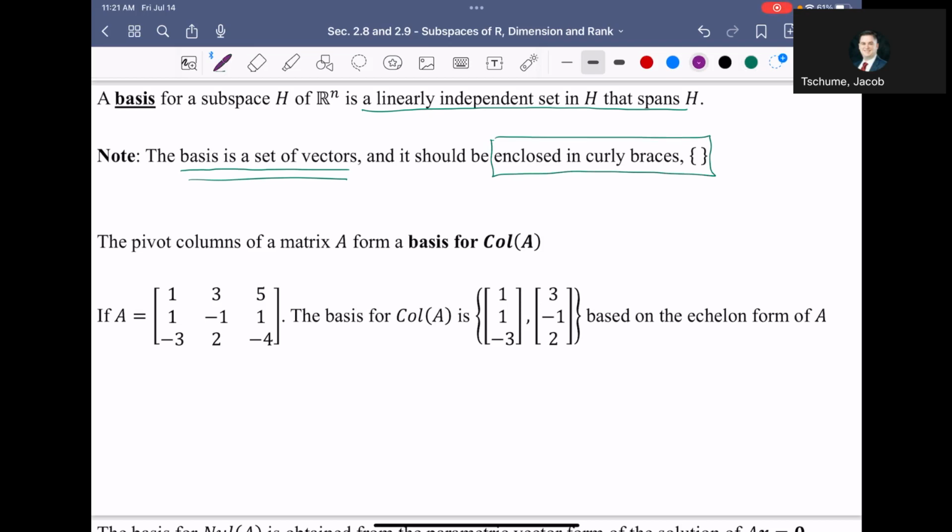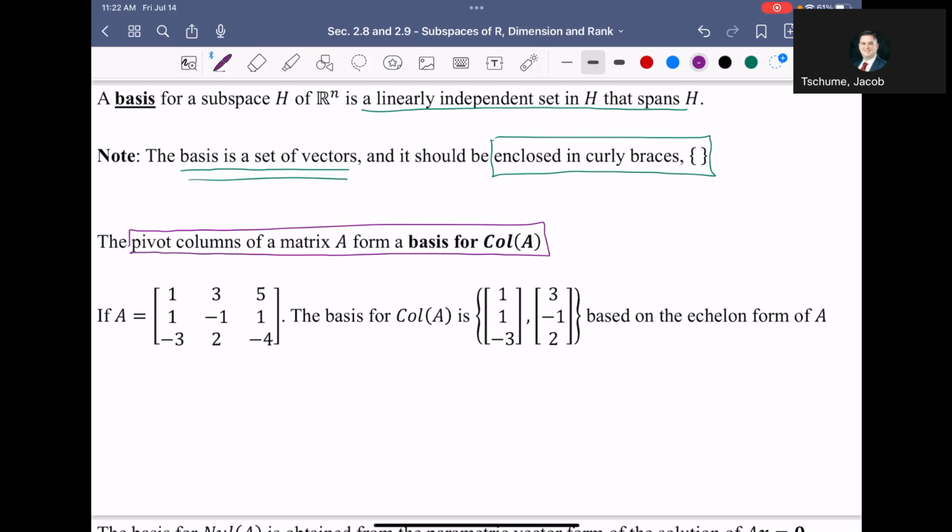So here's how you find the first one. We'll start with column space, the easiest one of the two. The pivot columns of a matrix A make up the basis for the column space. All right, so all you have to do is find the pivot columns. You may recall back in chapter 1, we talked about pivot columns at that point, but I didn't really focus on them too much because they weren't needed. Now they're needed to find the basis of a column space.